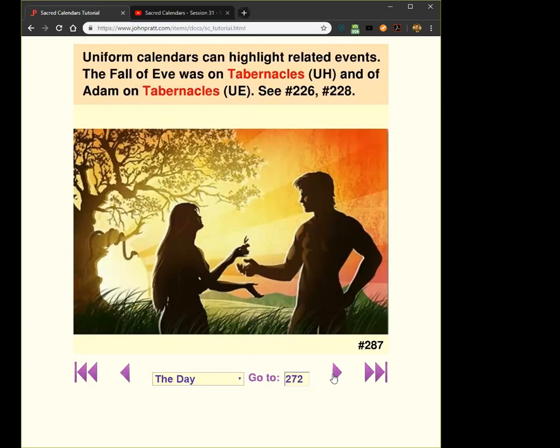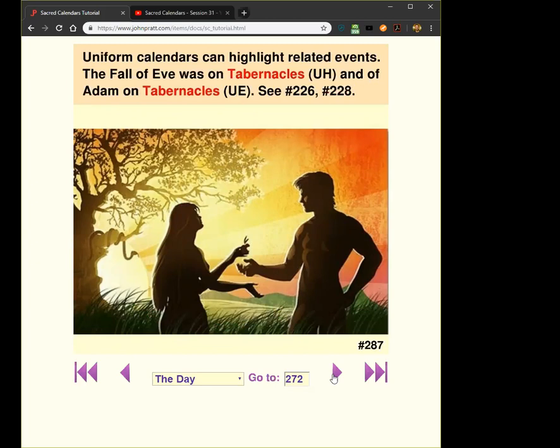Well, it's a summer Saturday, which is a decision day, and yet it has everything to do with tabernacles, because your body is your tabernacle, and it has to do with the fall. Well, the fall of Eve is on tabernacles on the uniform Hebrew, and the fall of Adam is on tabernacles on the uniform Enoch. Again, two witnesses on a meaningful day, just not a holy day, but a meaningful day.